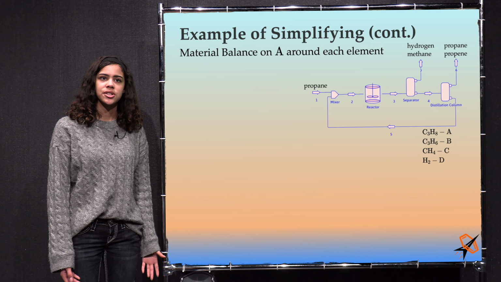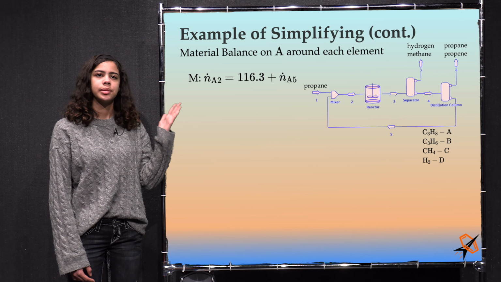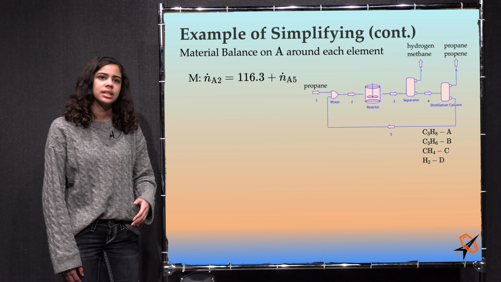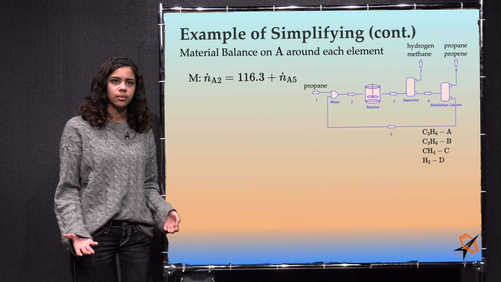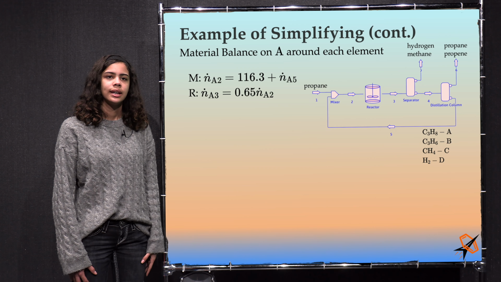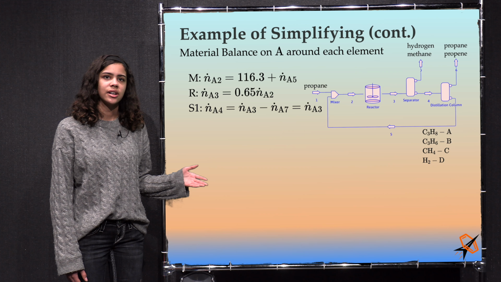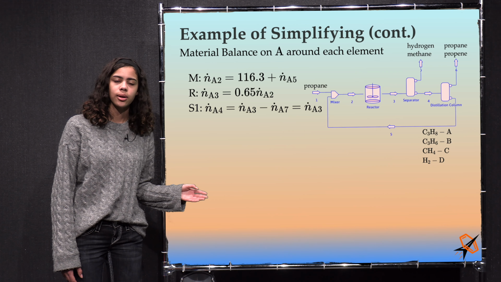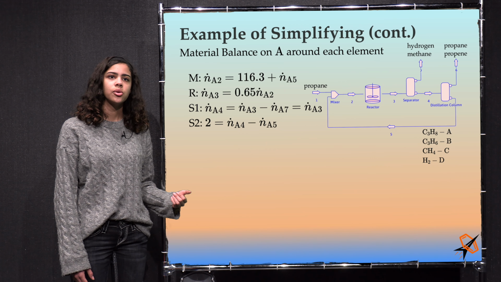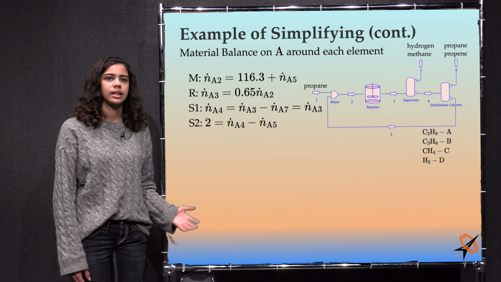If we do the material balance on A in the mixer, the equation becomes N.A2 equals 116.3 plus N.A5. In the reactor, we can solve for N.A3 from either the extents of reaction or from the fractional conversion. N.A3 equals 0.65 times N.A2. In separator 1, we have N.A4 equals N.A3 minus N.A7, which reduces to N.A4 equals N.A3. And finally, the flow rate of A in stream 5 is the flow rate in stream 4 minus that in stream 6, which we earlier calculated to be 2 moles per second.